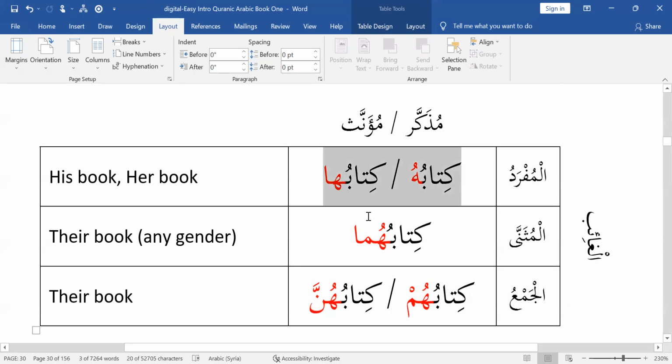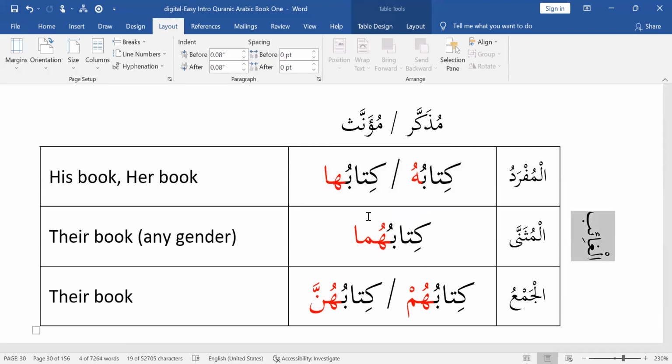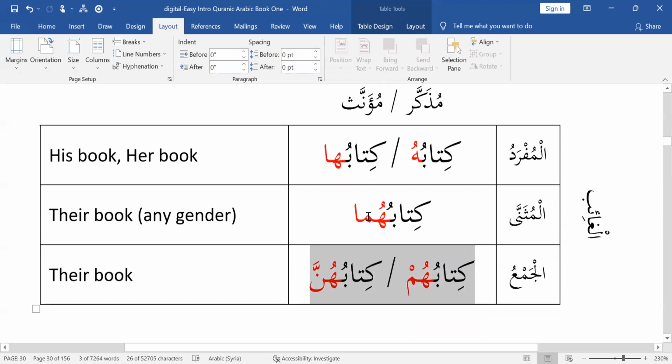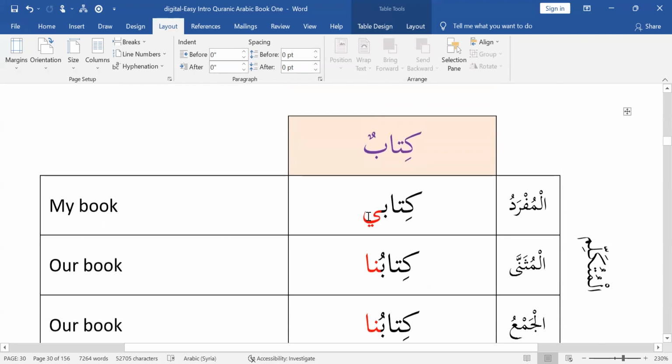So you can see here mufrad, muthanna, jama'. Once again, kitabuhu, kitabuha, his book, her book. For the dual, kitabuhuma, their book, any gender, as long as it's 2. That's the only thing. It has to be 2. It's dual, okay? And of course, al-jama', plural, we say kitabuhum, kitabuhunna, based on the gender. That's it. Let's review it one more time.